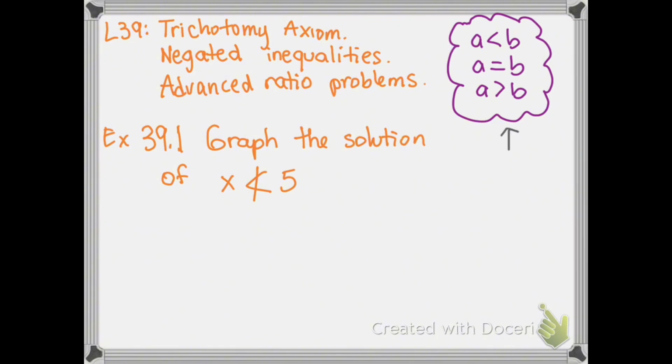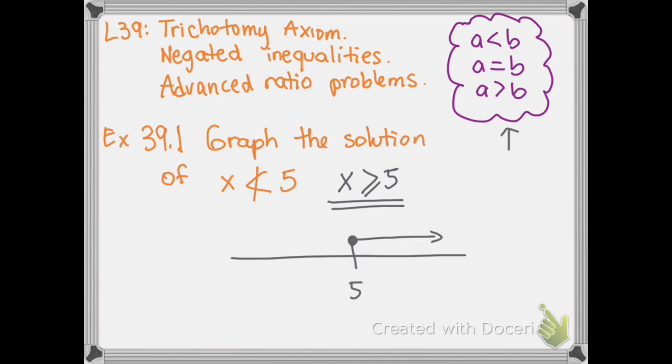A number can be less than another number, it can be equal, or it can be greater. So in this case, if they're telling me the numbers that are not less than 5, then what they're really asking for is the numbers that are greater or equal to 5. Because if a number is not less than 5, it can be greater or equal. And once we have our inequality written like this, that's your first step, then you have to graph the solution for this inequality. So in this case it is all the numbers greater or equal to 5.